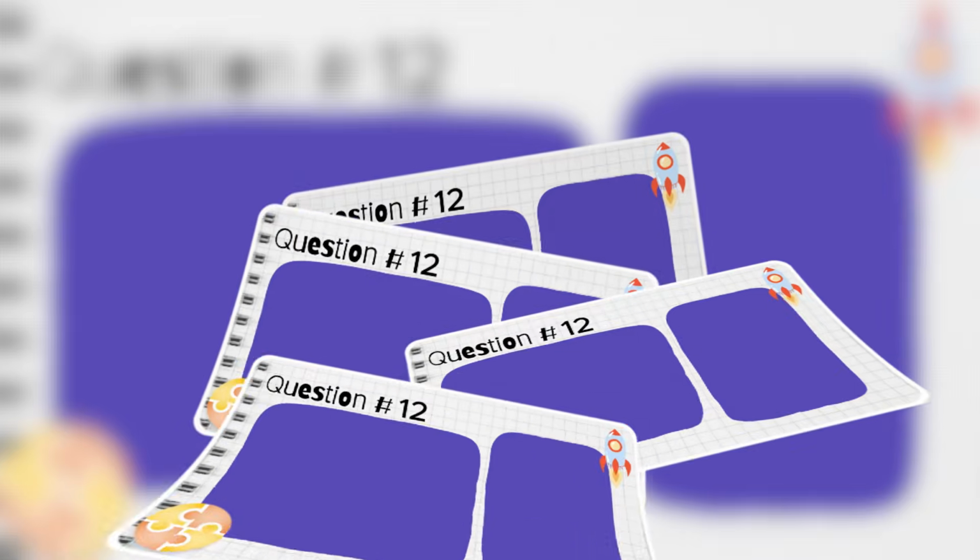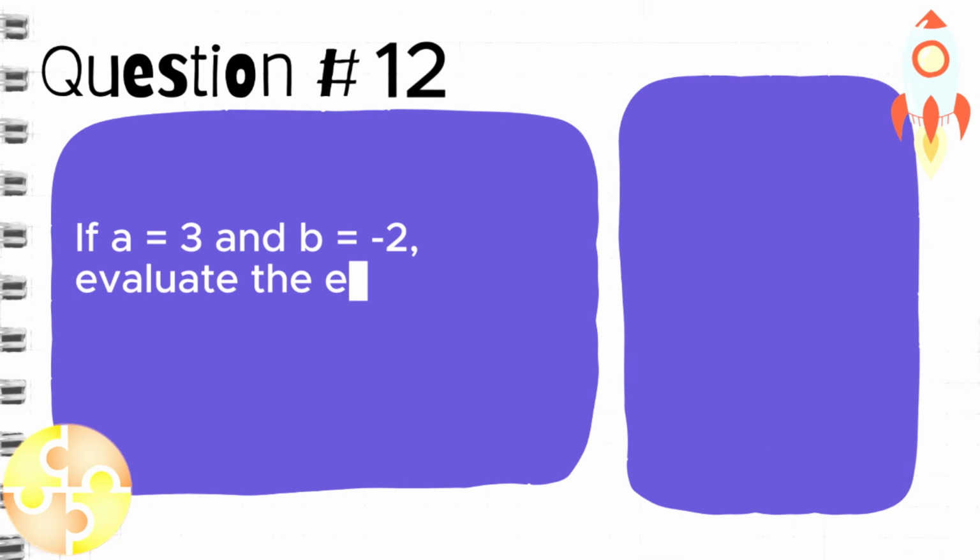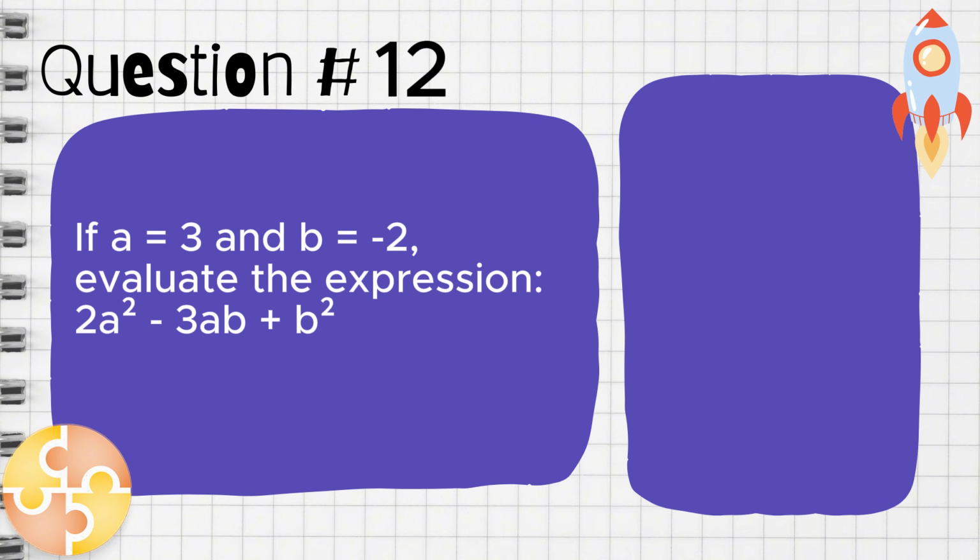Question number 12. If A equals 3 and B equals -2, evaluate the expression 2a squared minus 3ab plus b squared. A. 12, B. 28, C. 36, D. 40.